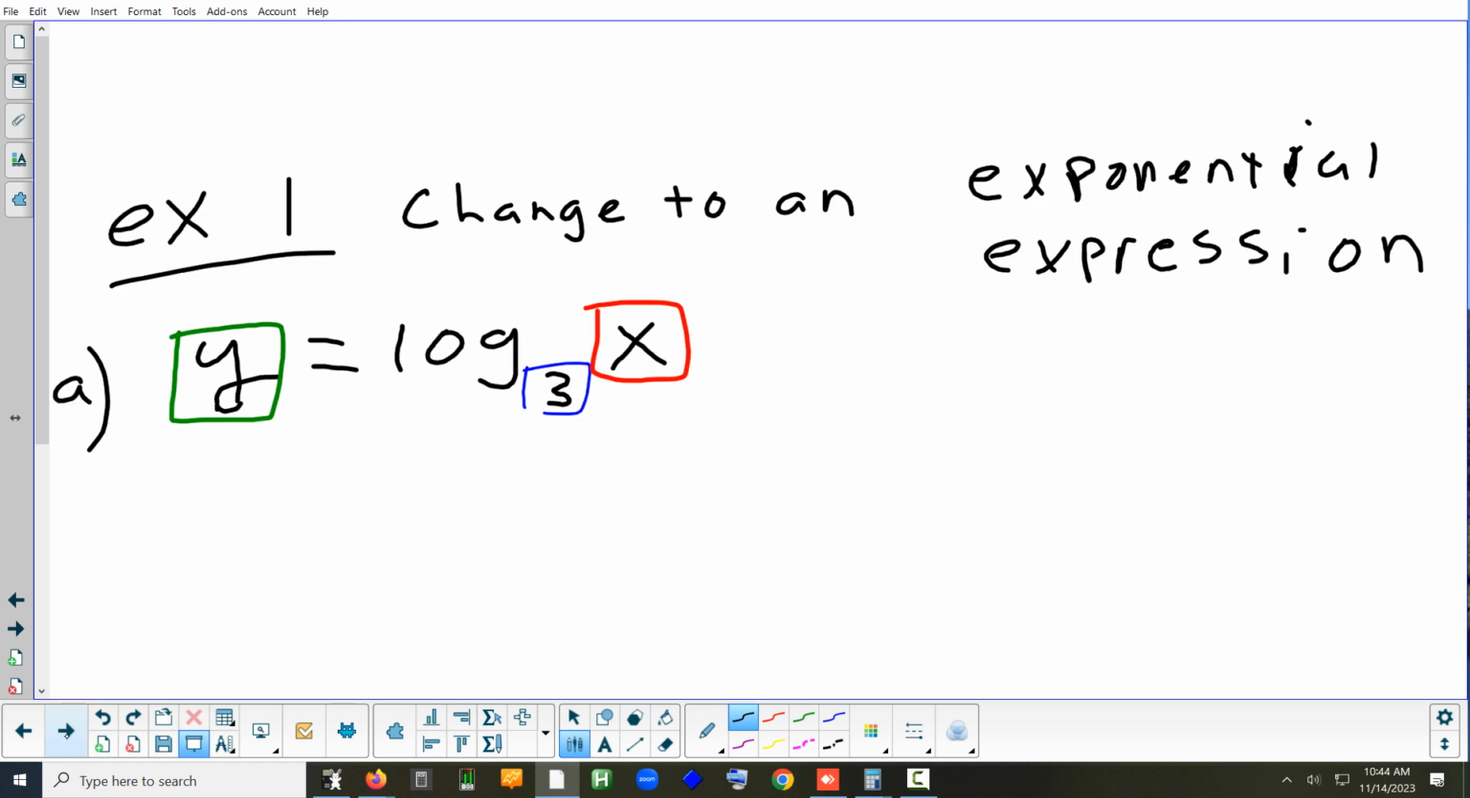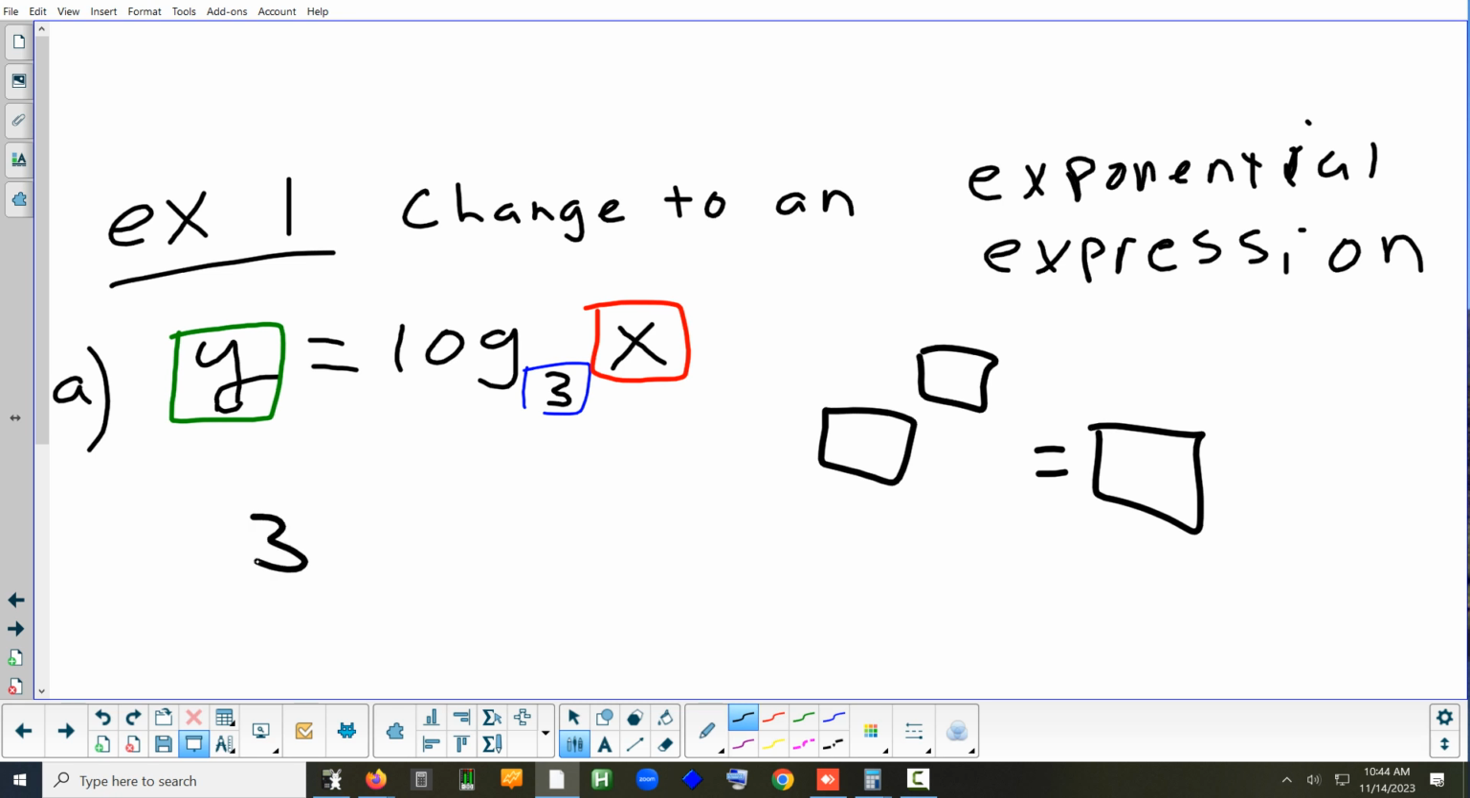Let's look at that one. Well, they're telling you to change it to an exponential expression. That means when you're done, it's going to look like this. You're going to have a base, you're going to have an exponent, and then something by itself on the other side. Okay, let's start with the base. What's the base here? Yeah, 3. 3 is the base.